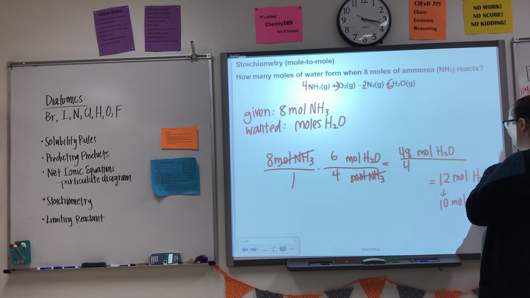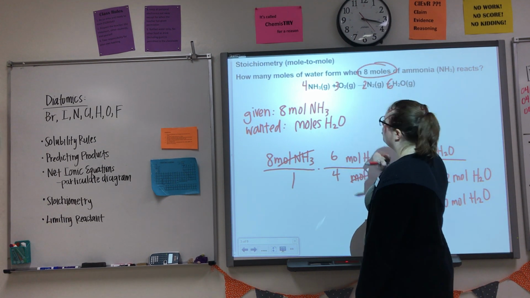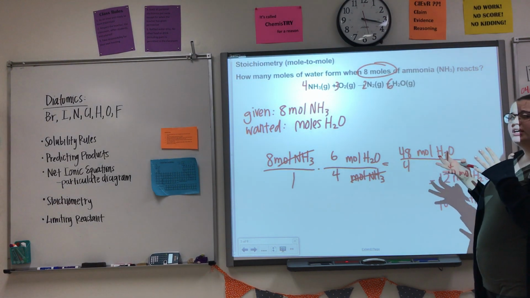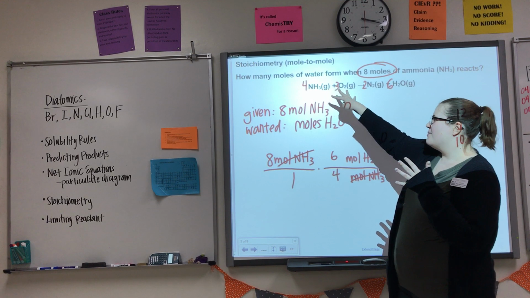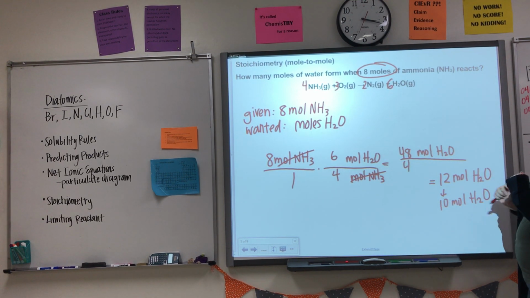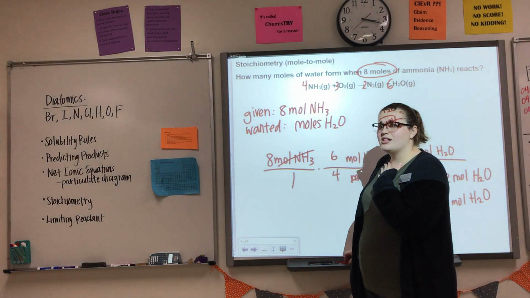Now, how do I know how many significant figures I have? I start with my given. My given is 8 moles, so that means I need one significant figure. But this problem is a little tricky because I'm given exact numbers in this ratio, but I'm going to go ahead and round it down to one significant figure and make it 10 moles of H2O. But I personally would probably still accept 12.